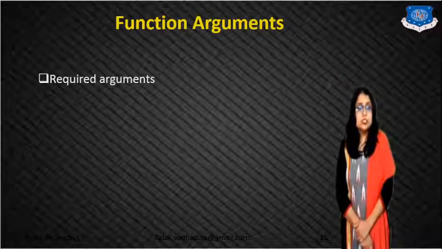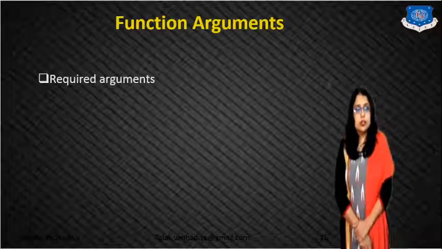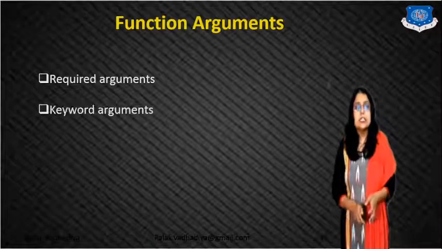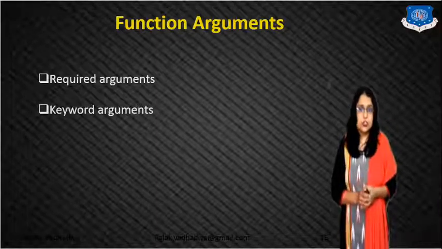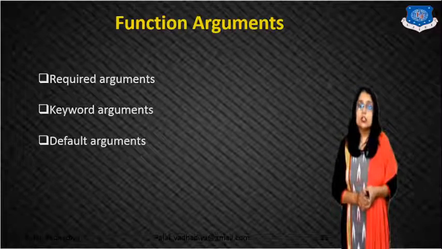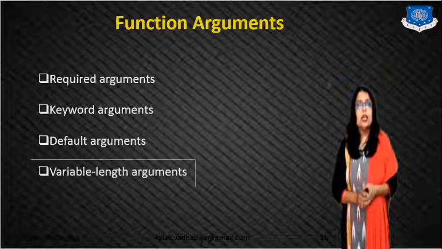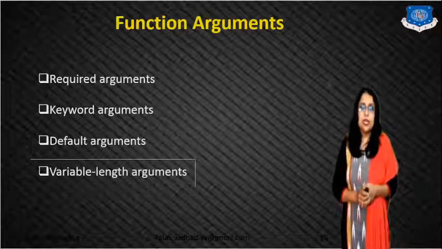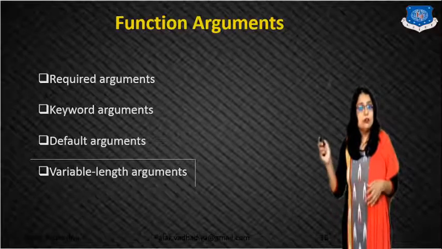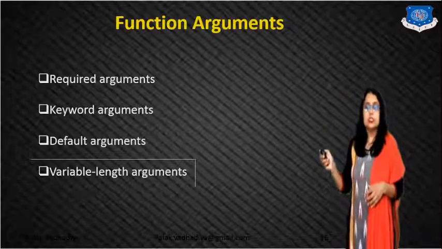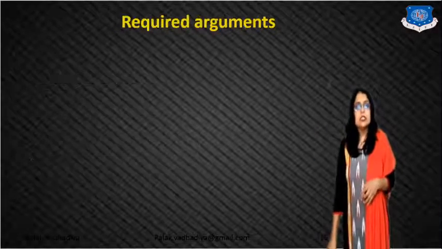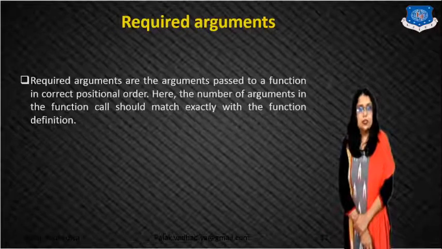Then the first argument is what? It's a required argument. Then the second is what? It's a keyword argument. Third is what? It's a default argument. And then variable length argument. One by one we will see all of this in detail. So let's start with the required argument.